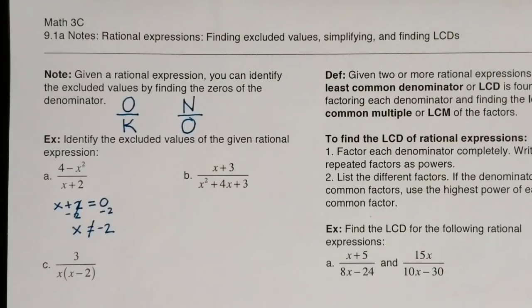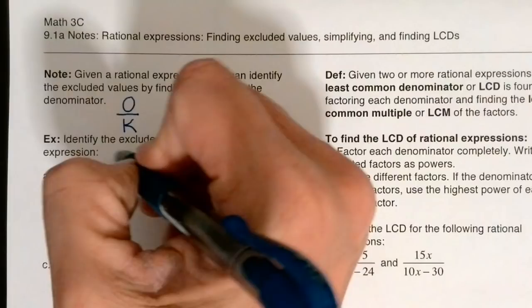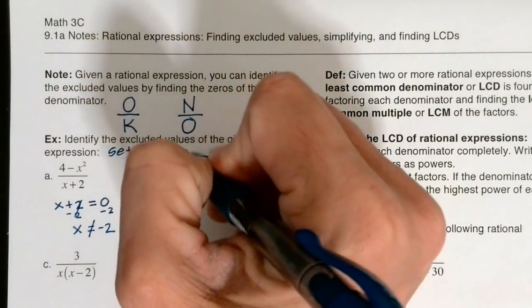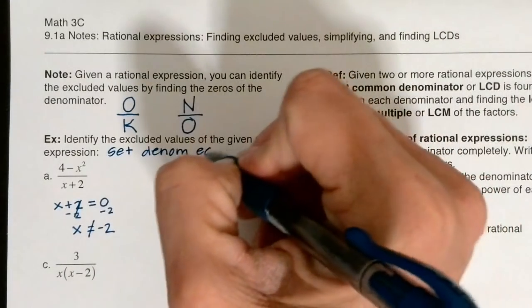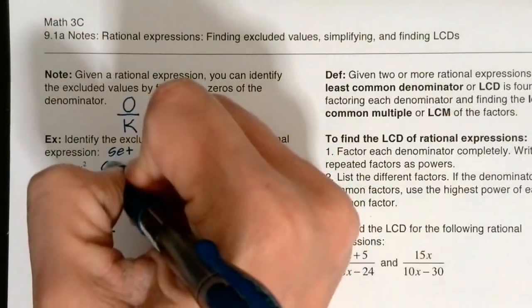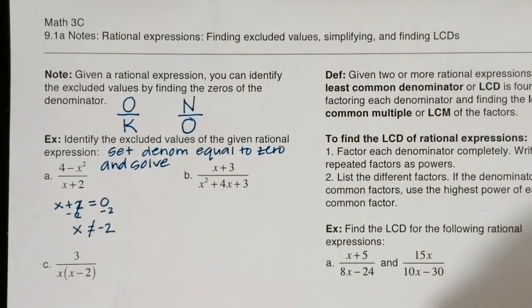Okay? Let's go ahead and take a look at the next one. So we're doing the same pattern. Sometimes you guys ask me for steps. How do we know how to do it? So the step for this one is to set the denominator equal to 0 and solve. So we get to use the factoring from last chapter to be able to do this.